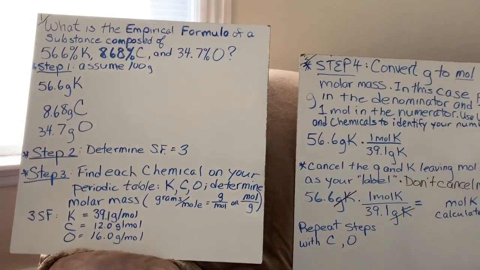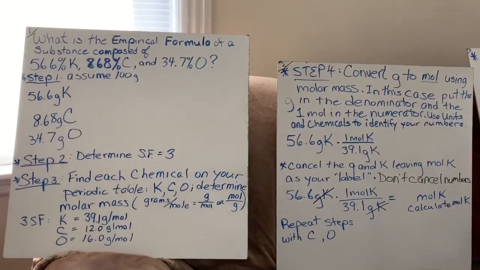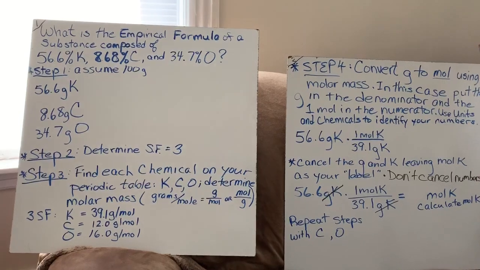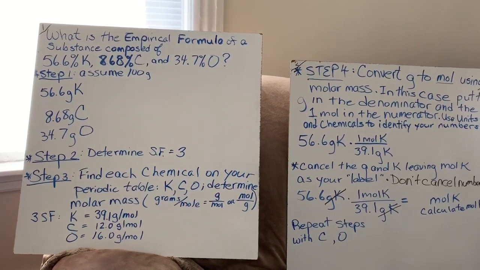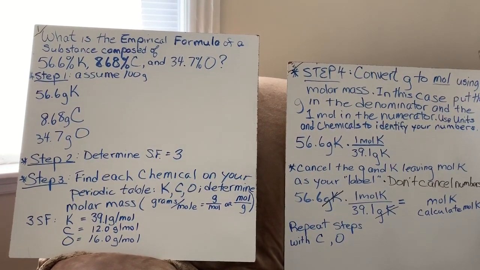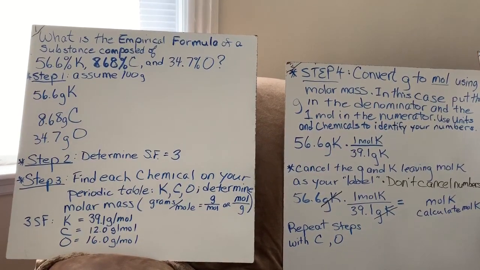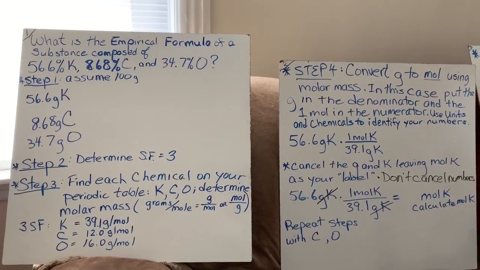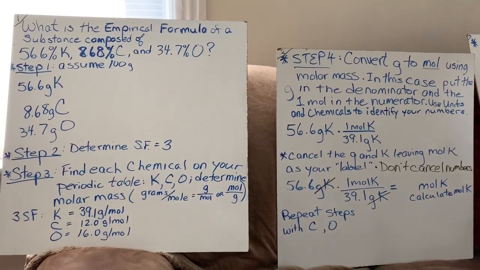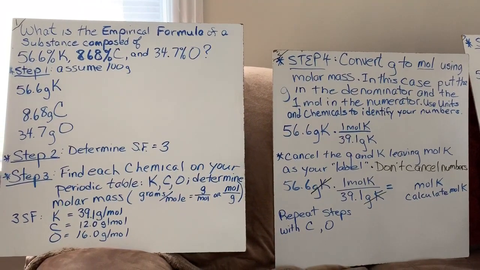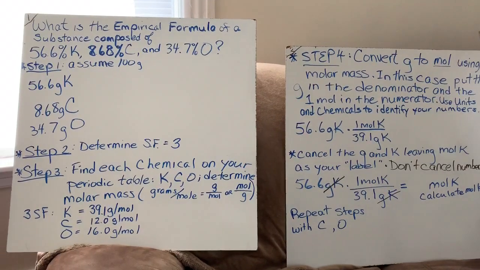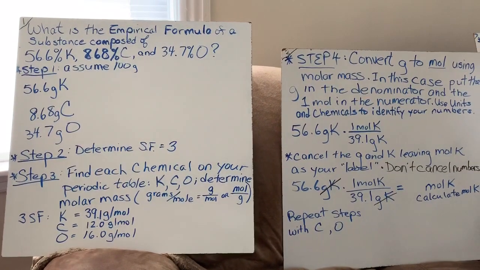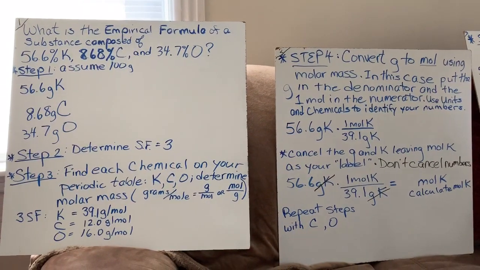The first thing that we'll do is to assume 100 grams. So we will remove that percentage symbol and put a gram. So now you can see that we have grams of potassium, grams of carbon, and grams of oxygen. Our second step is to determine how many significant figures we have. And we can see, since they're all whole numbers, that we will have 3 significant figures.